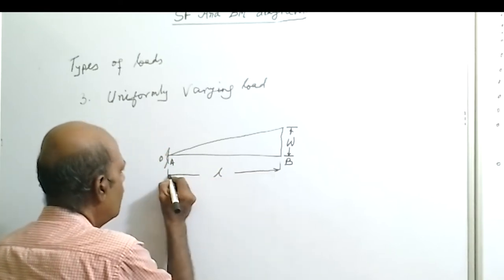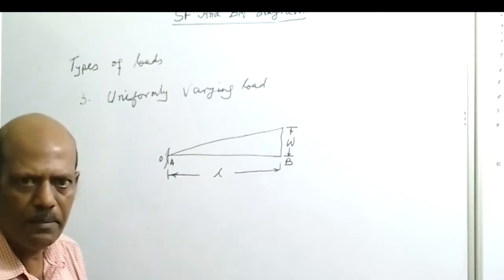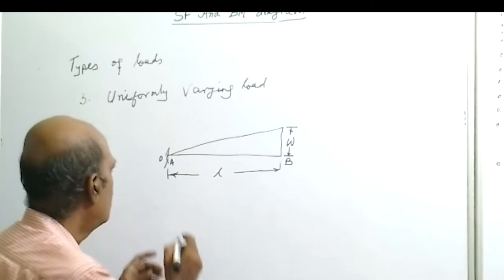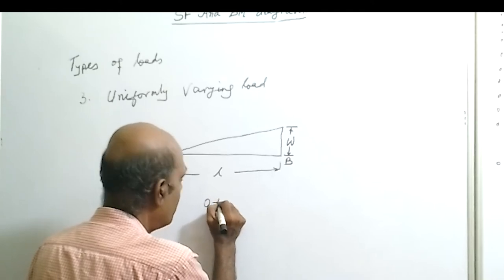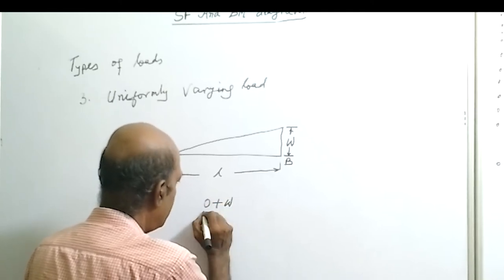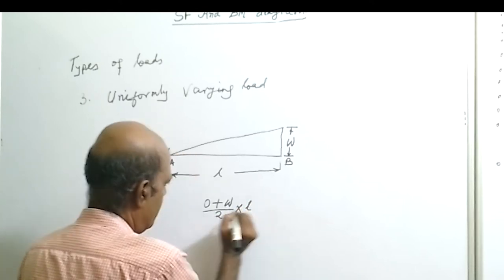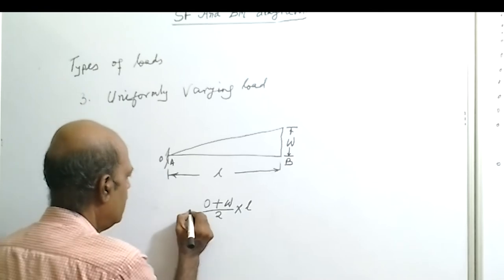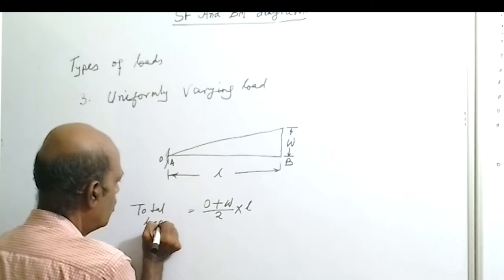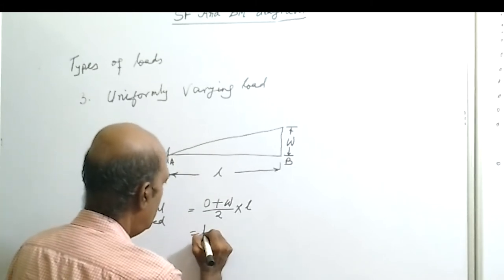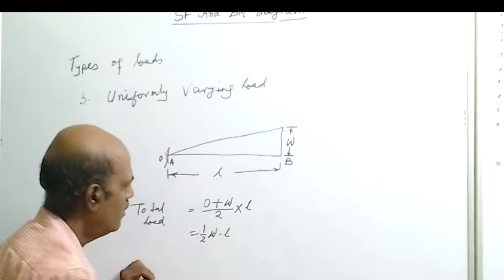Now, what is the total load acting over this member? To find the total load acting over the member, we will take the average load. What is the average load acting over the member? 0 plus W by 2. This is the average load into the length of the member, and that is the total load on the member. Total load is equal to half into W into L.